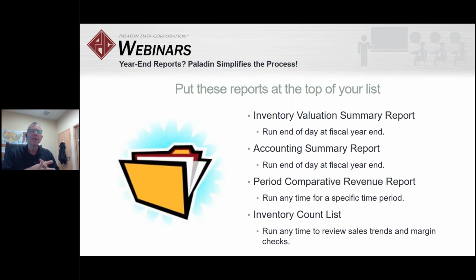runs automatically. Some of the other reports that are very important: comparative revenue report. You probably run this report all the time. It's a very typical one. This might be on your phone where you can run the mobile app on your cell phone and see exactly what your store is reporting at any given time from anywhere in the world. You can see that report on your phone.